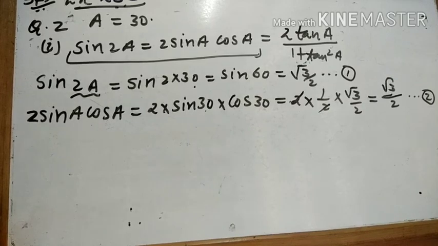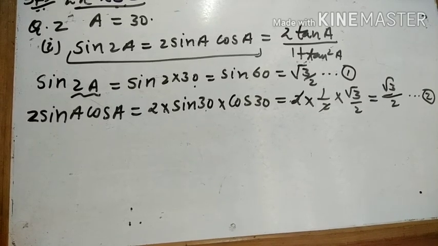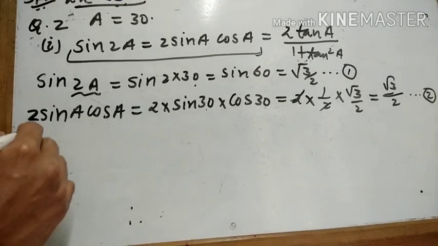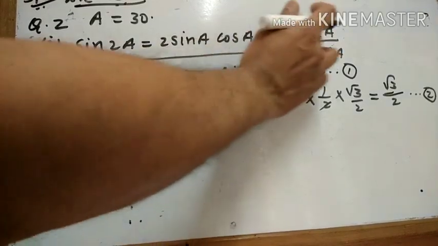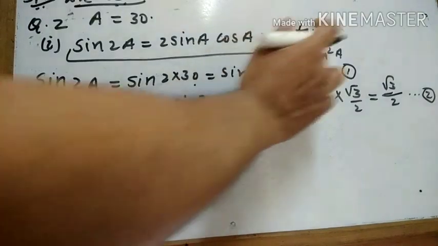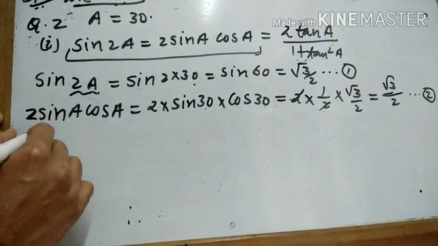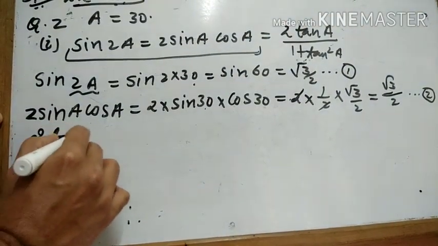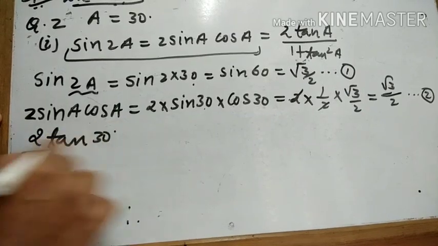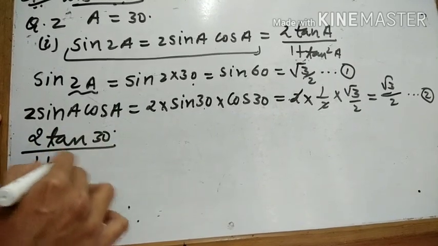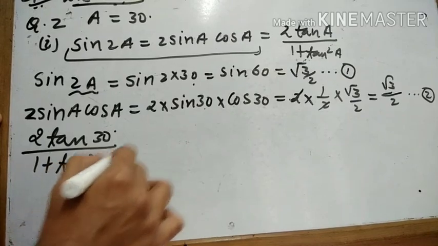Let me tell you, it's not so difficult but a little complex in calculation, and hence in the previous video also I told you that you have to be very careful in your calculations. It states 2 tan a over 1 plus tan square a. I am just writing down directly as 2 tan 30 over 1 plus tan square a.